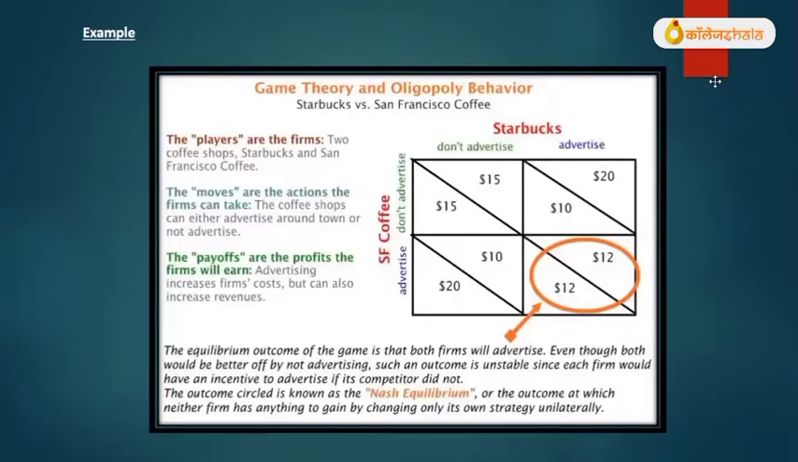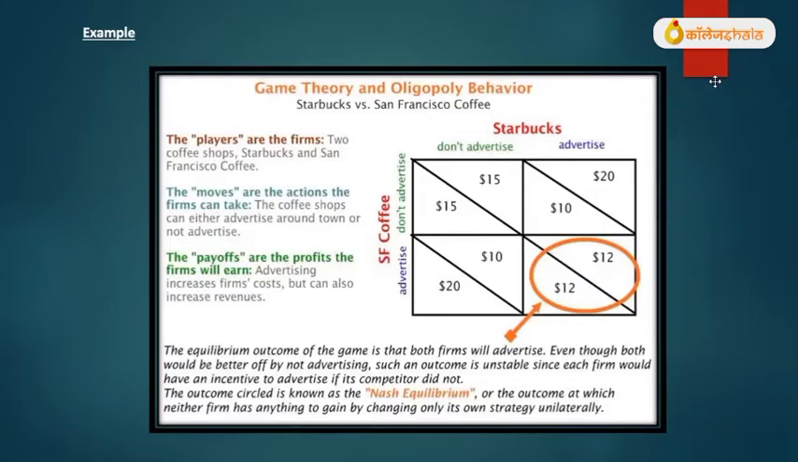Now, if I give you an example, see, this is a very interesting example of game theory. Here I'm showing the payoff matrix of Starbucks Coffee and San Francisco Coffee, that is SF Coffee. There are two players, and who are the players? One is the Starbucks coffee shop, and the other one is the SF coffee shop.